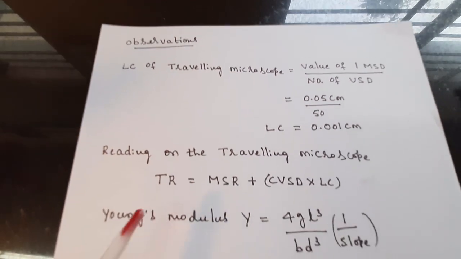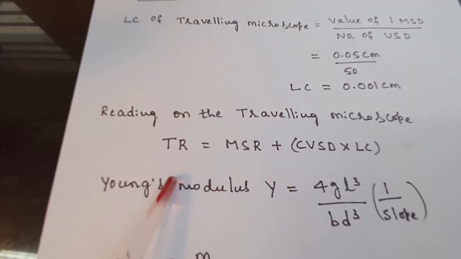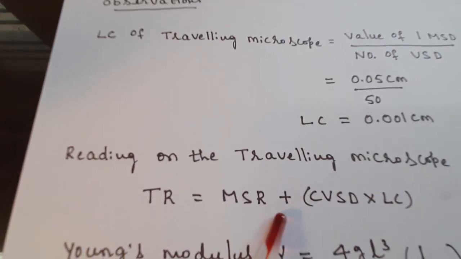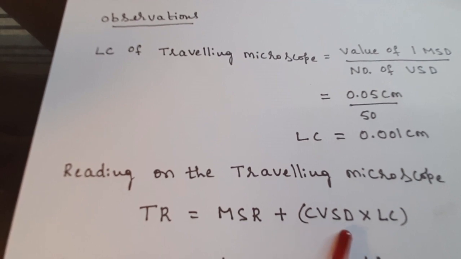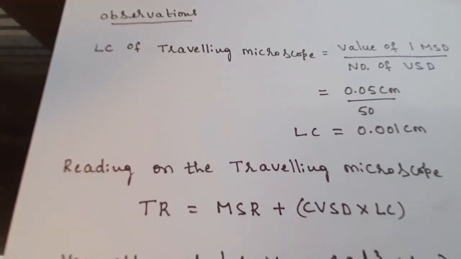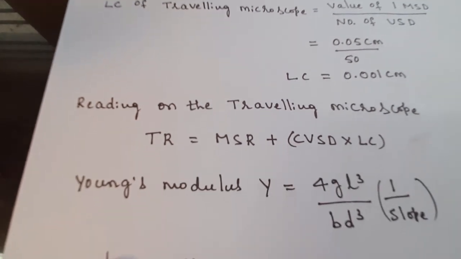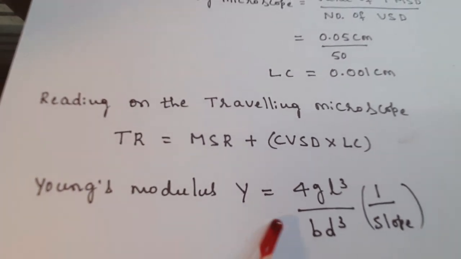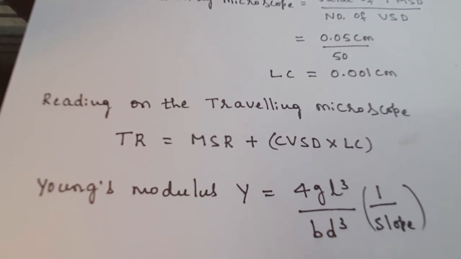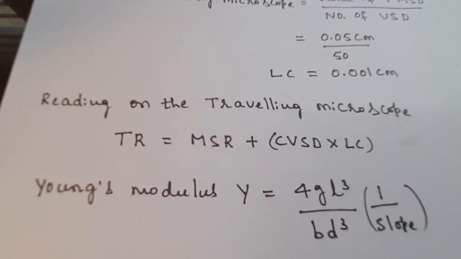Now, how to calculate the total reading? Total reading is equal to the main scale reading plus the coinciding vernier scale division into the least count. And how to calculate the Young's modulus of the given material? It is given by the formula Young's modulus Y is equal to 4GL cube divided by BD cube into 1 by slope.